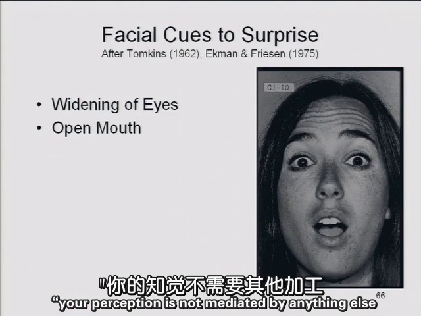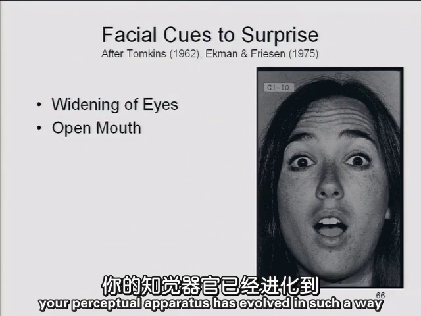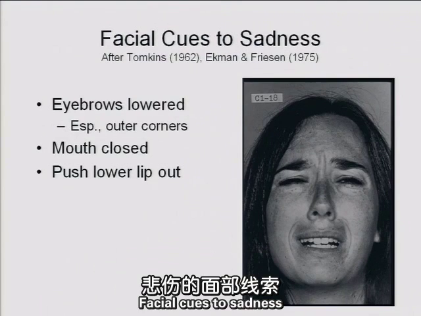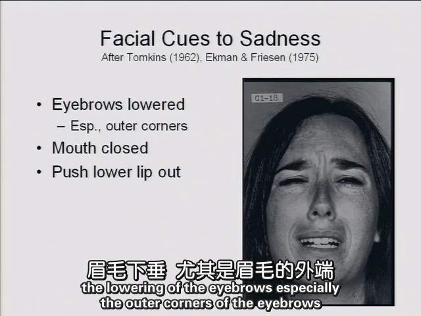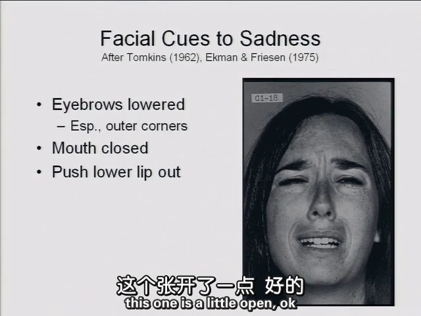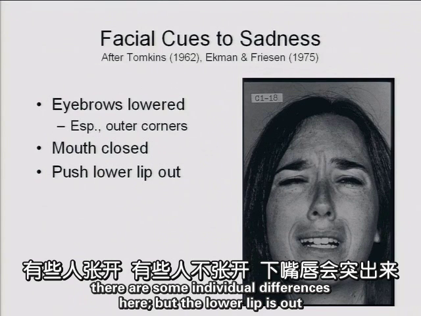Your perception is not mediated by anything else. Your perceptual apparatus has evolved in such a way that you perceive this person as surprised. Facial cues to sadness: the lowering of the eyebrows, especially the outer corners of the eyebrows. The mouth tends to be closed when you're sad. This one is a little open, okay. There's some individual differences here, but the lower lip is out.